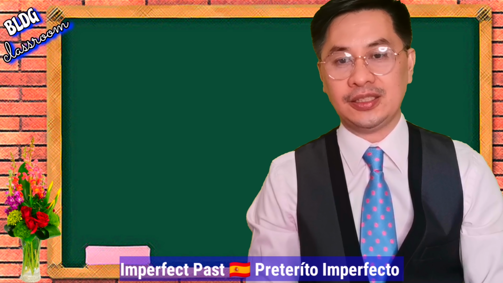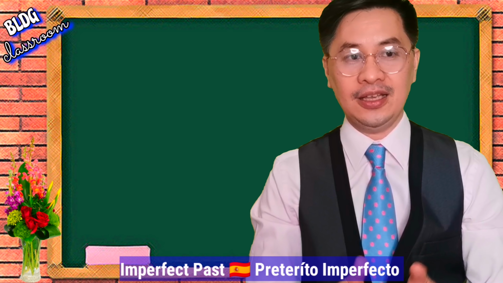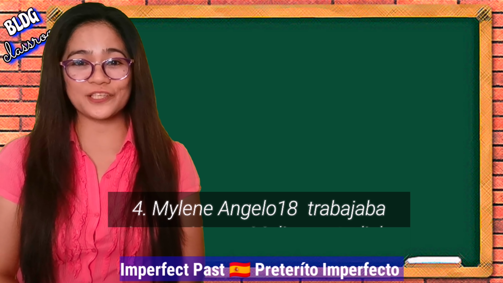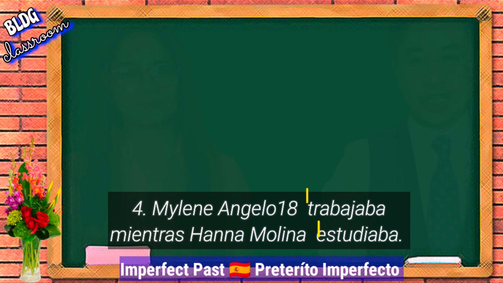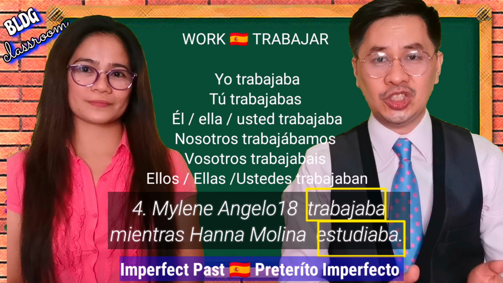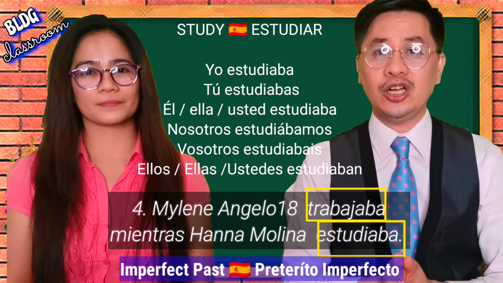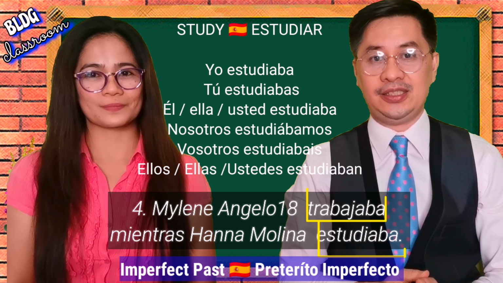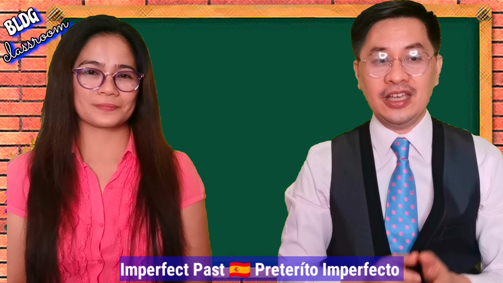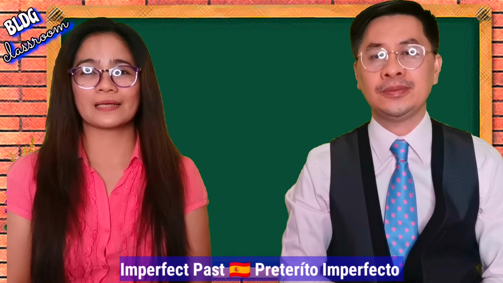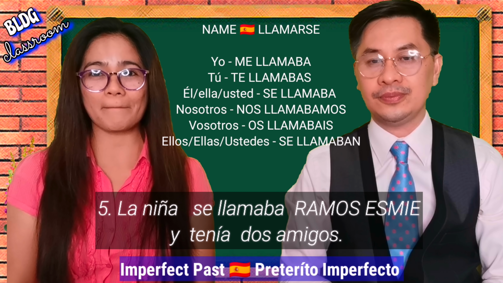Okay, another sentence. Mylene Angelo 18 worked while Hannah Molina studied. Mylene Angelo 18 trabajaba mientras Hannah Molina estudiaba. Alright, so when we are talking about actions or events taking place simultaneously in the past, then we are going to use the imperfect past tense. Last sentence. The girl was called Ramos Esme and she had 2 friends. La niña se llamaba Ramos Esme y tenía 2 amigos.